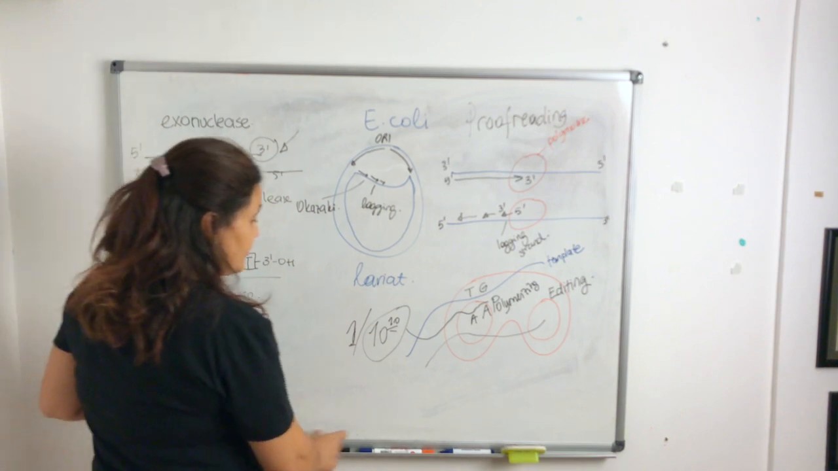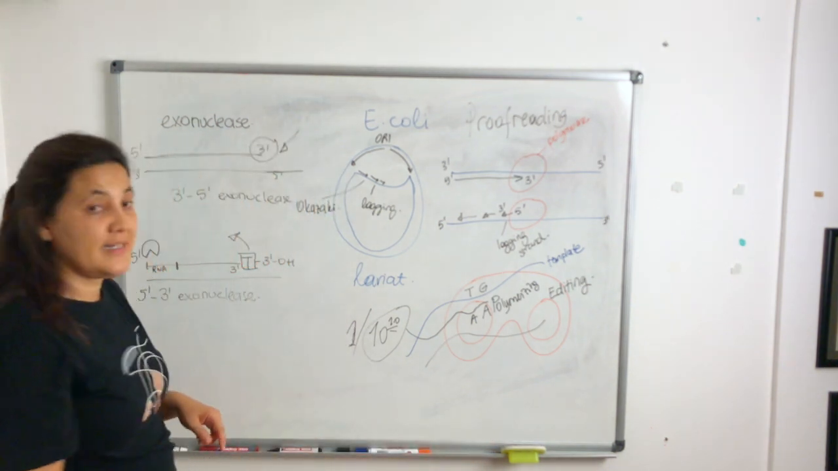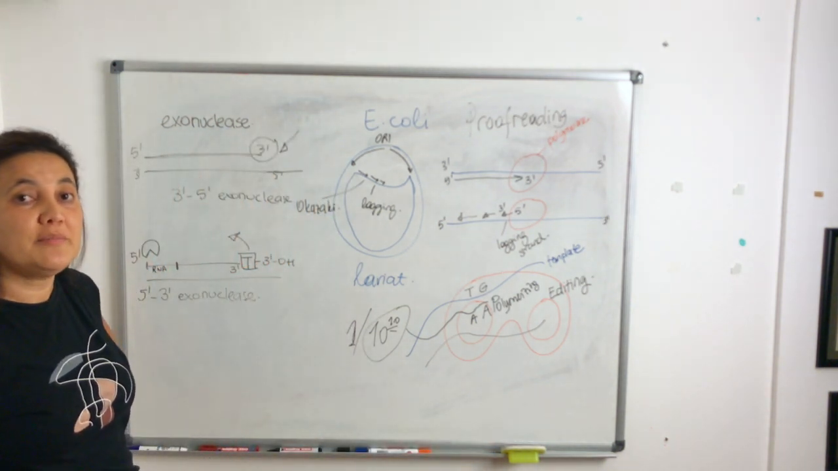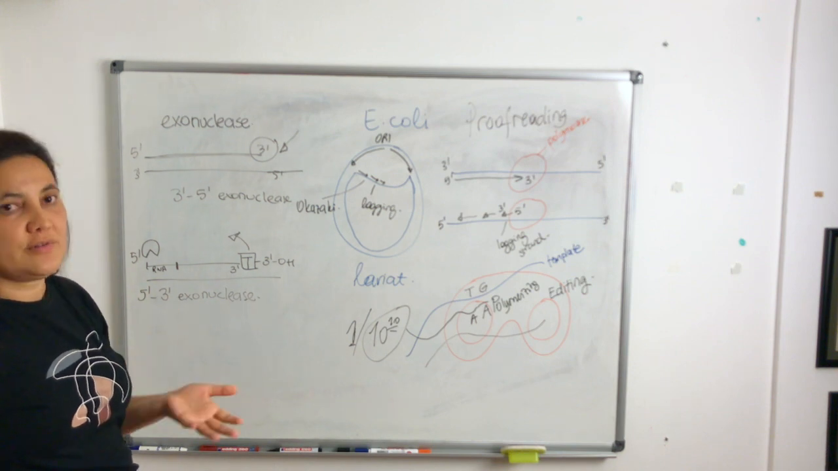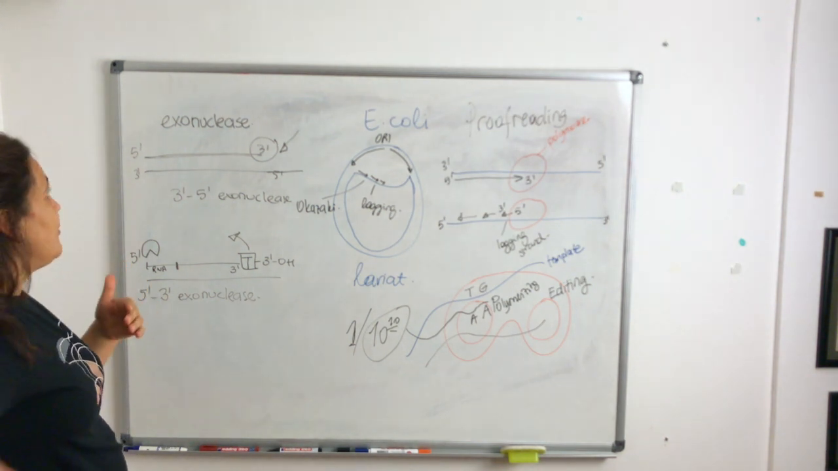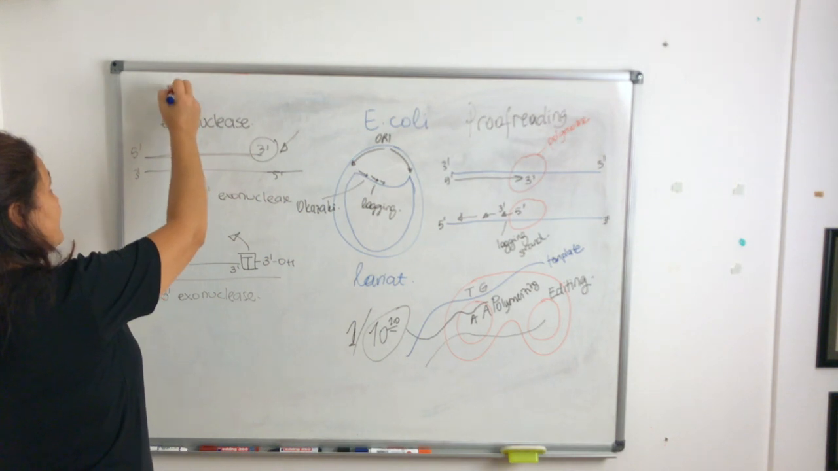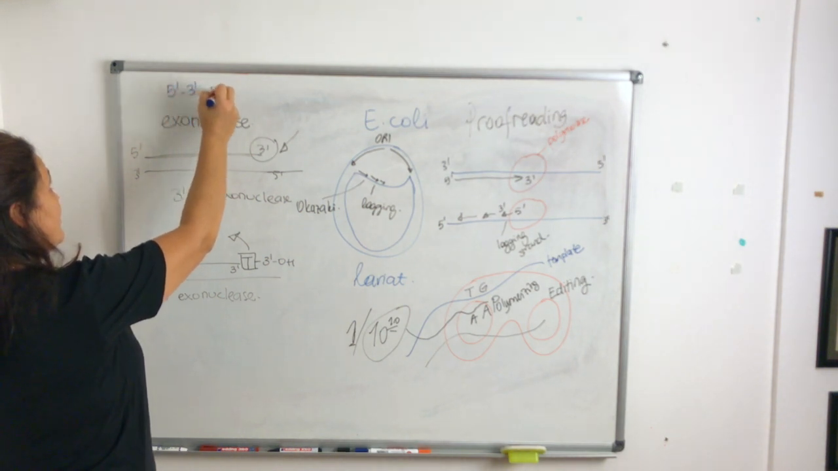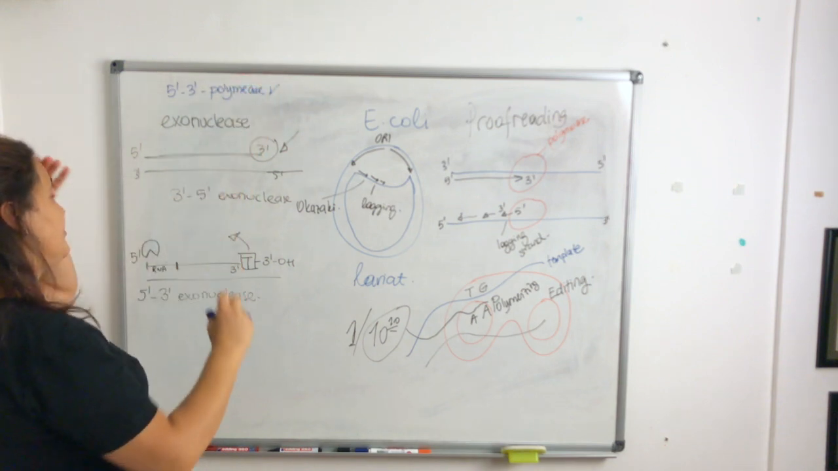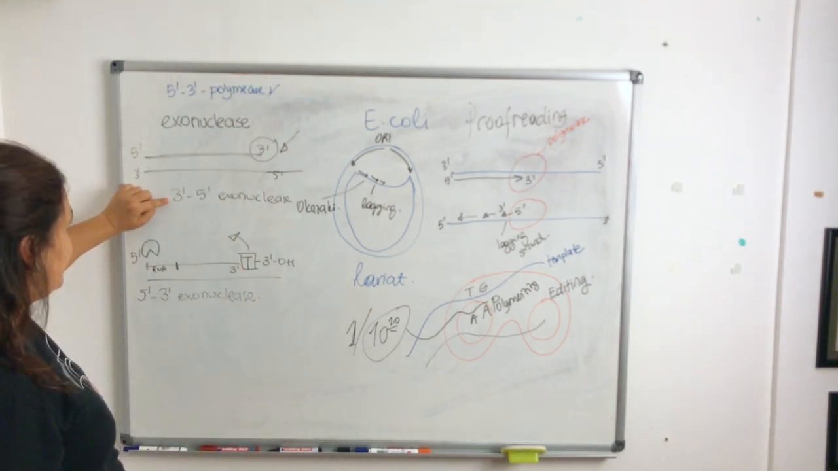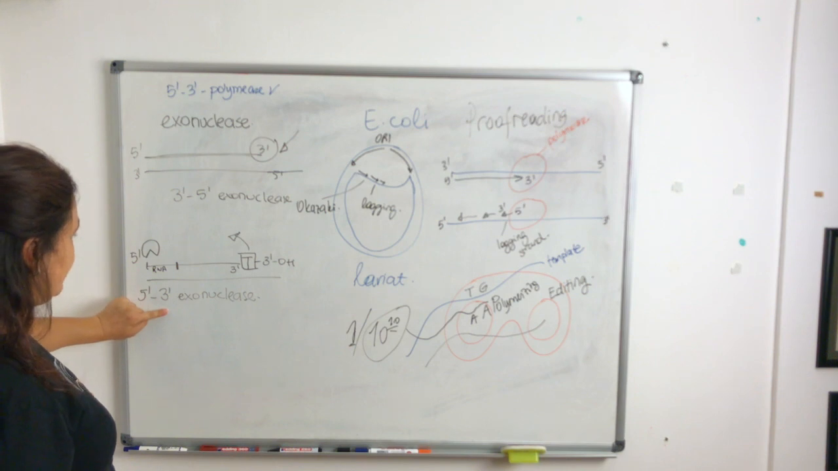These are embedded into the polymerases. A polymerase can have a 3' to 5' exonuclease activity. They always have the 5' to 3' polymerase activity, all of the polymerases, but some polymerases have this exonuclease activity and some do not.